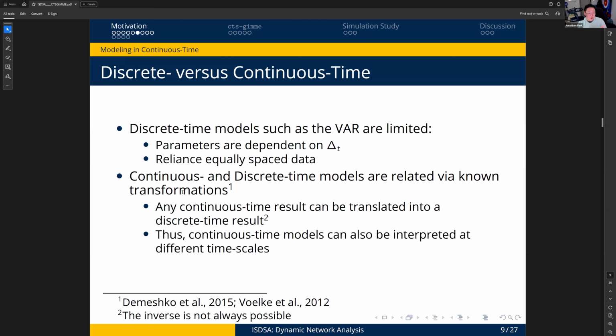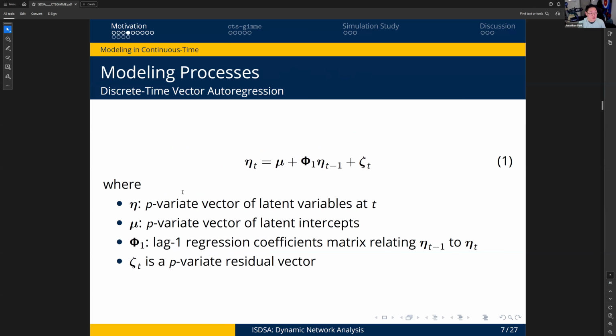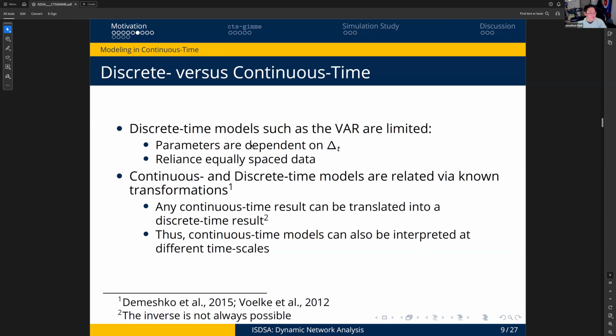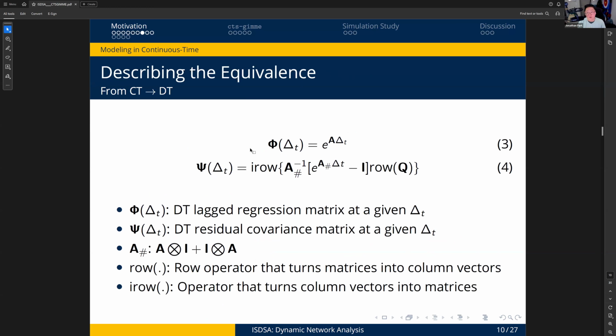Likewise, there are known transformations that relate continuous and discrete time models to one another. Any continuous time model can be translated into a discrete time model, but the opposite is not necessarily true. So not all discrete time models are continuous time models. This is a line of work that I've been working on recently. Continuous time models can be interpreted at different sampling rates, and so we can demonstrate this equivalence.